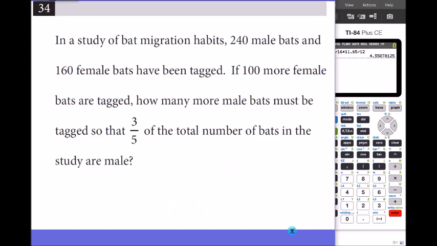34. In a study of bat migration habits, 240 male bats and 160 female bats have been tagged. All right. So if 100 more female bats are tagged, how many more male bats must be tagged so that 3/5 of the total number of bats in the study are male?